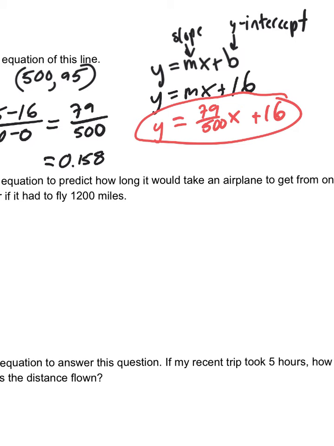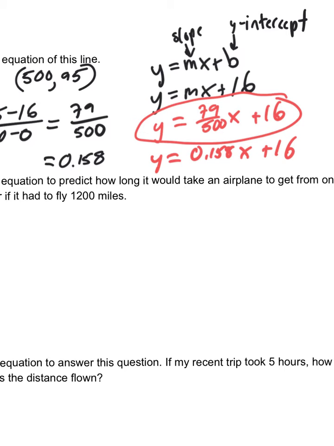I could also choose to write it in decimal form, my slope, and I get y equals 0.158x plus 16, like that. Either way, the slope is the number, the coefficient of the x term, and the y-intercept is the constant term, the one that does not have the x in it.